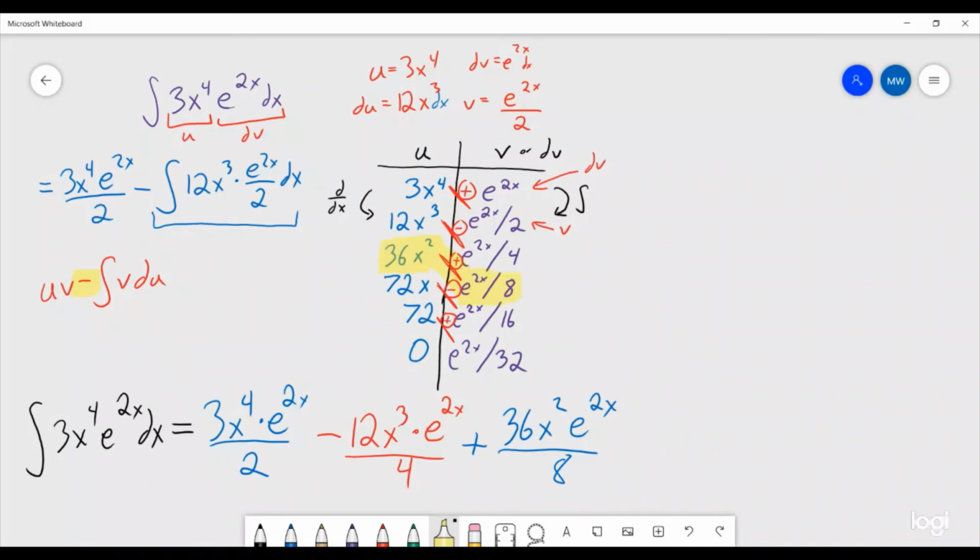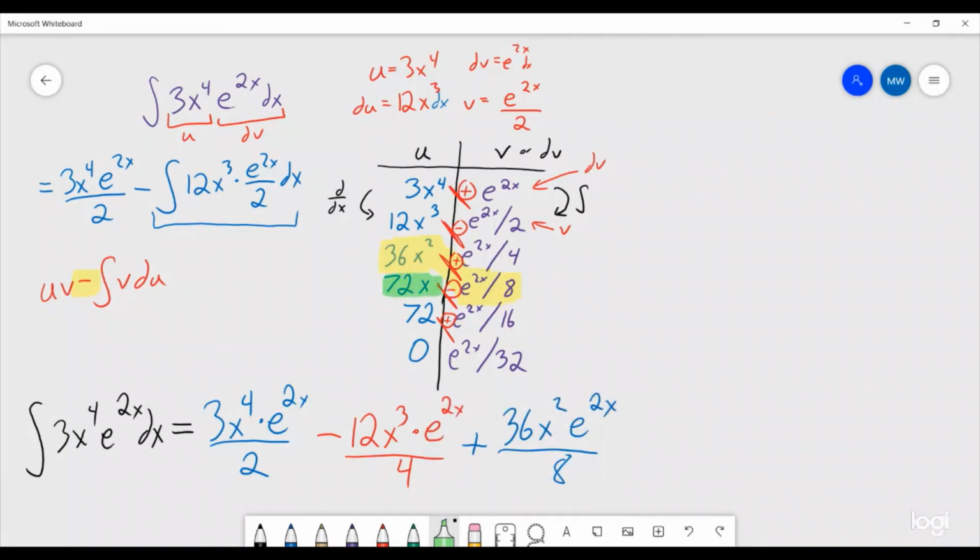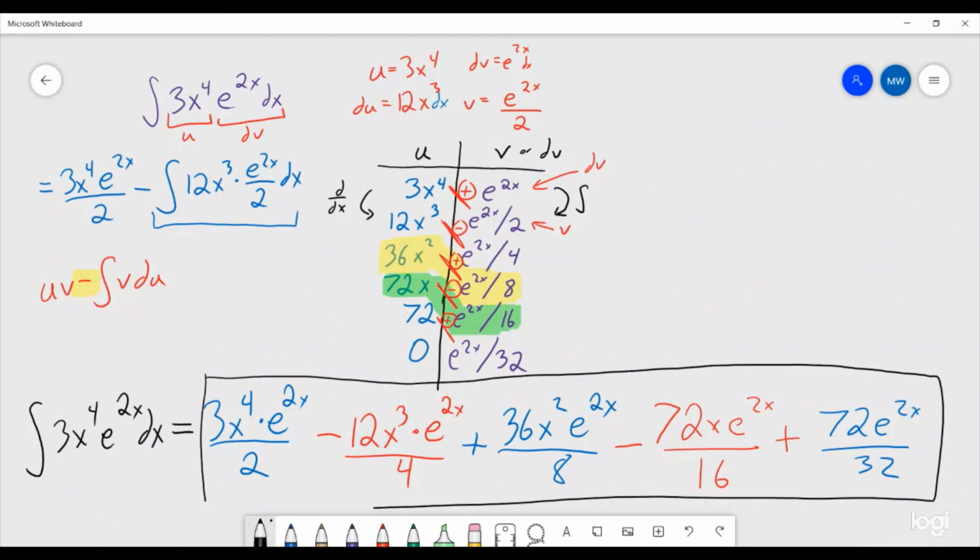And so that's how we're able to figure out these different terms. So the next one is going to be this 72x down the diagonal, e to the 2x over 16. So that's what this one is. We have minus 72x e to the 2x all over 16, and then we finish with a plus 72 e to the 2x all over 32. And this, maybe with a little bit of simplification, is the answer to that. Oh, plus c at the end. And that's going to be what this integral is.